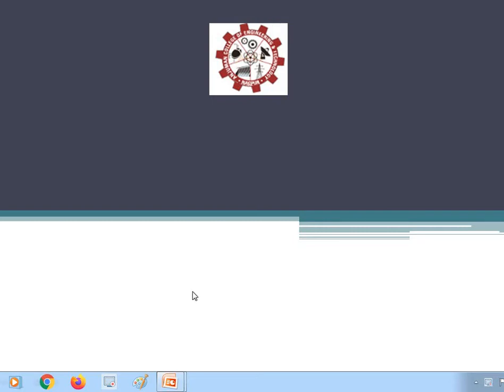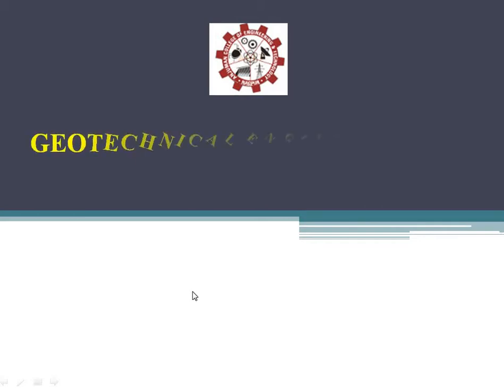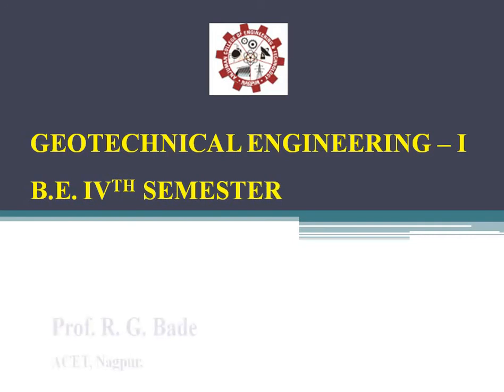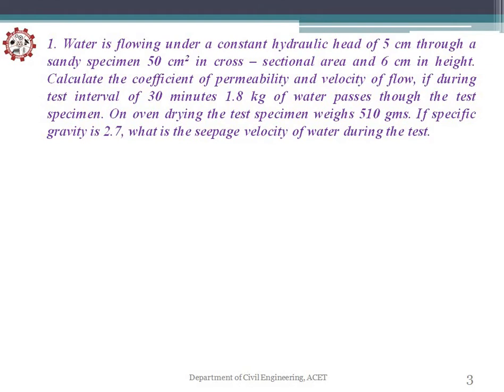Today's topic is numericals on unit number 3 of Geotechnical Engineering 1, 4th semester, and we are going to learn about unit 3 numericals on permeability and seepage analysis. So let us see the first numerical.